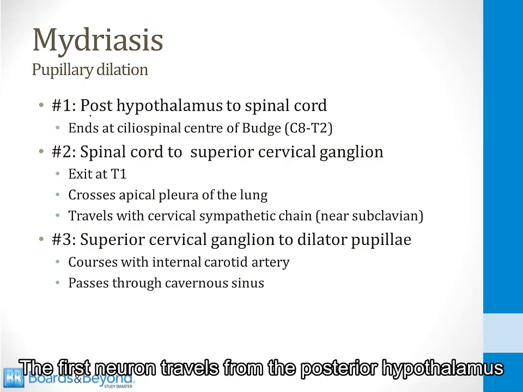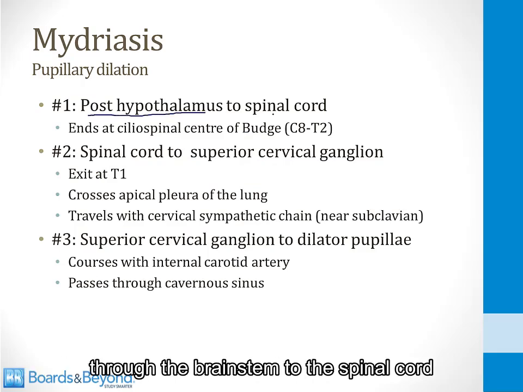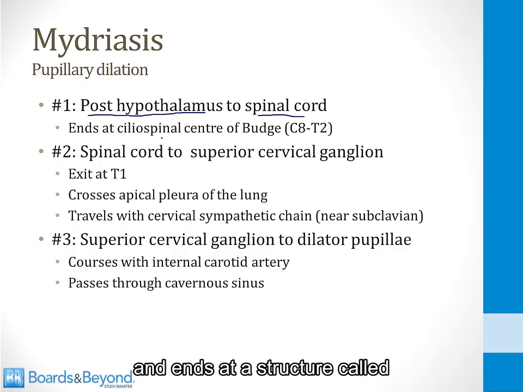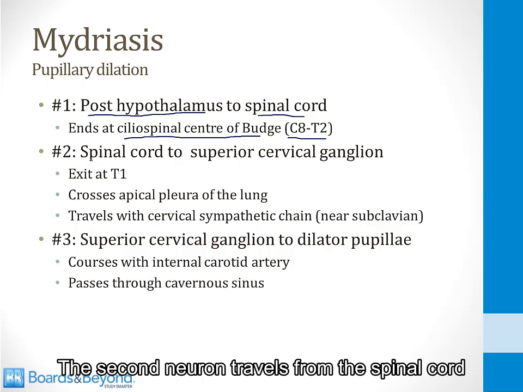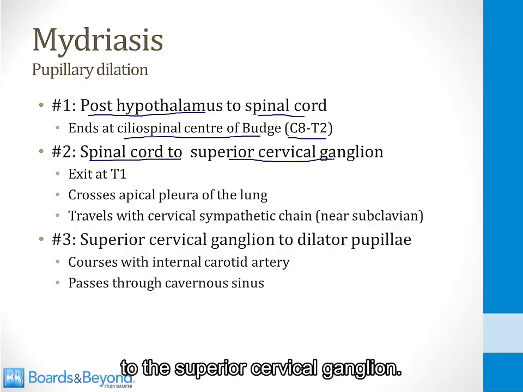The first neuron travels from the posterior hypothalamus through the brainstem to the spinal cord and ends at a structure called the ciliospinal center of Budge, which is found at the C8 to T2 level in the spinal cord. The second neuron travels from the spinal cord to the superior cervical ganglion.